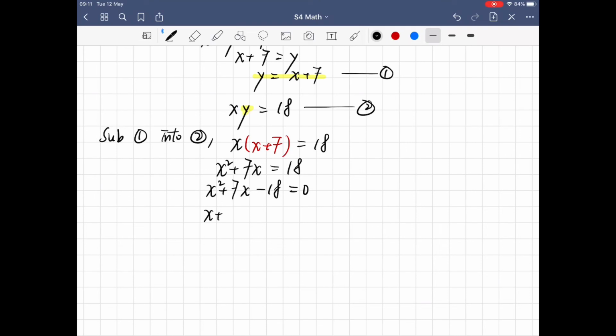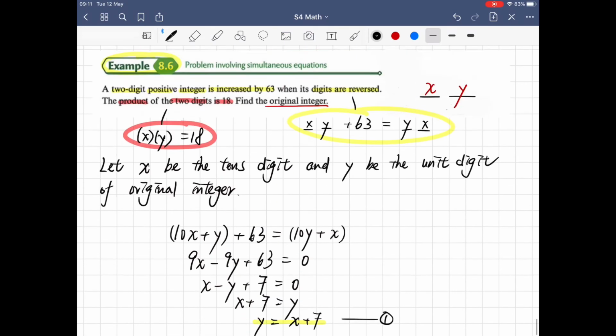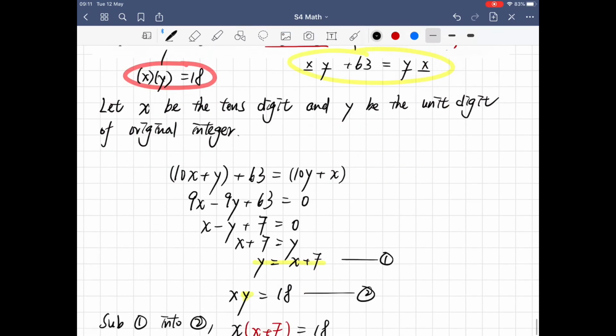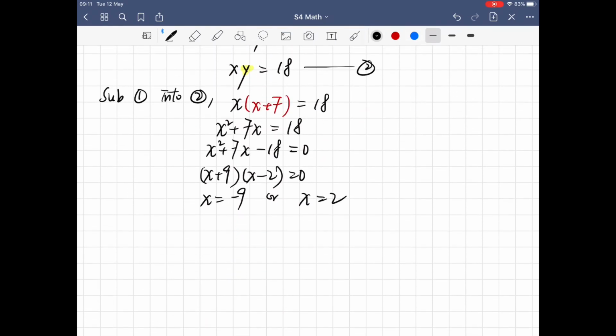So we have (x plus 9)(x minus 2) equals 0, so that x equals negative 9, or x equals 2. For the negative number, as the question stated that it is a positive integer, there is no reason to have a negative number, so we have to reject it.